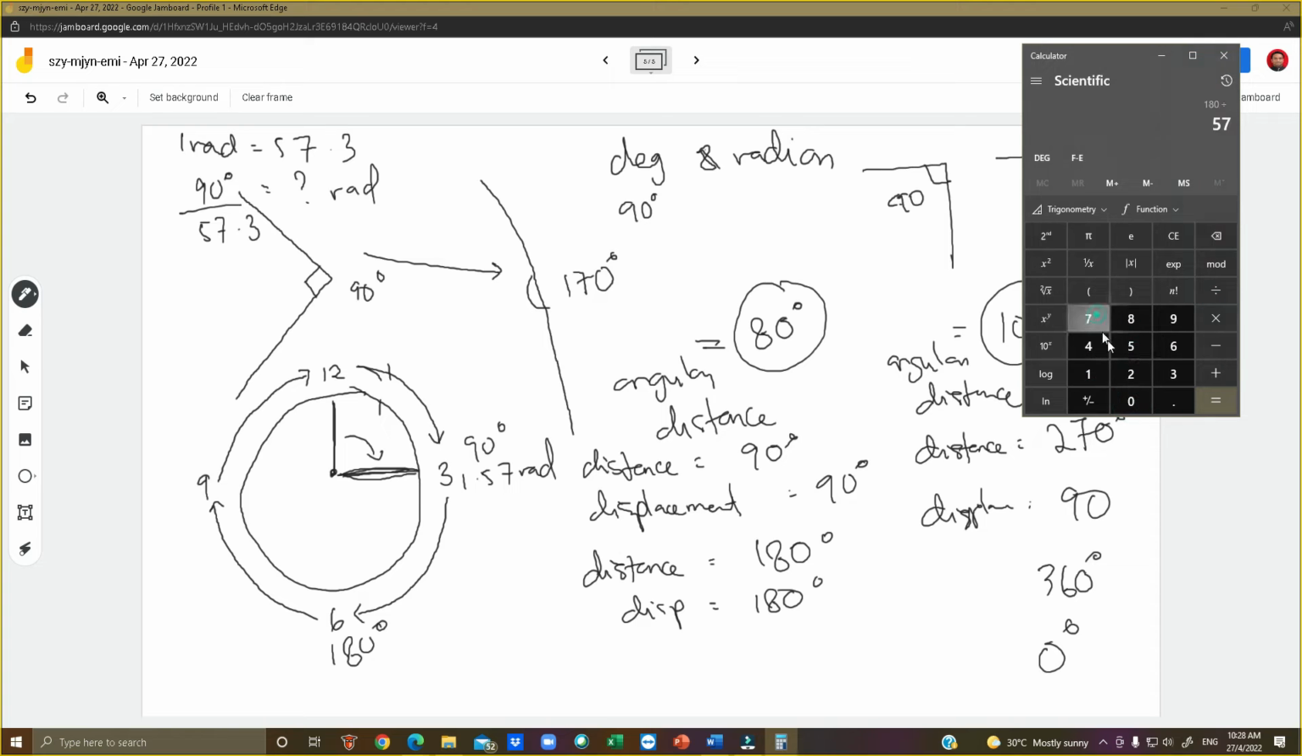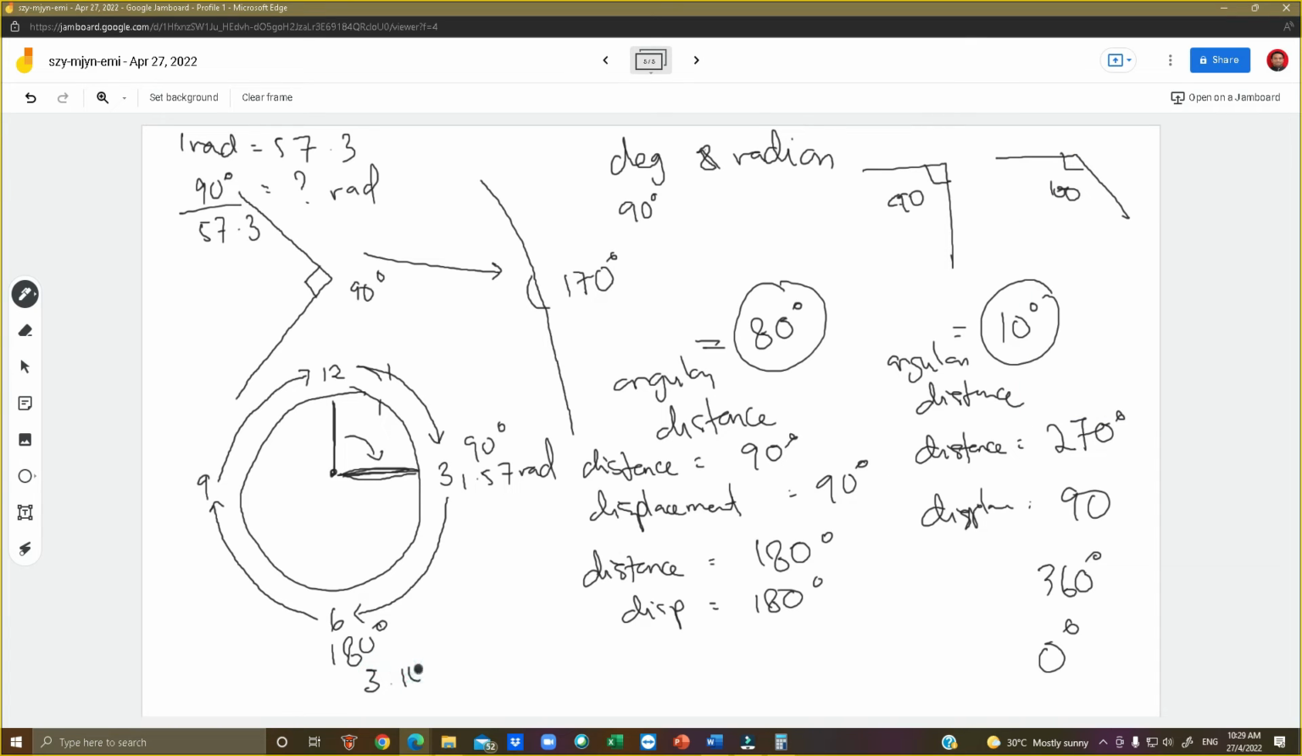Pi. 57.3, 3.14 radian. Okay, pi radian pun boleh. Pi radian. How about 270?